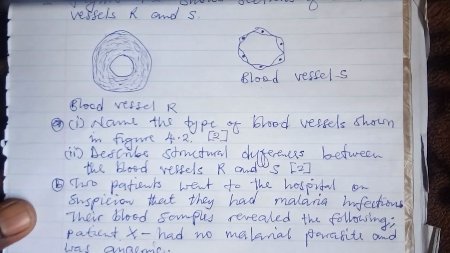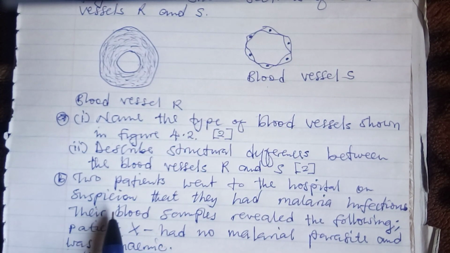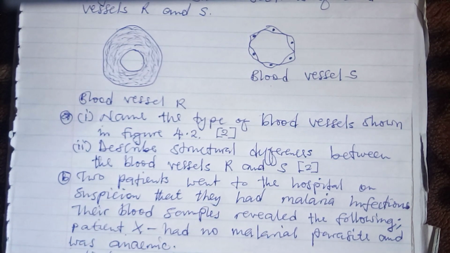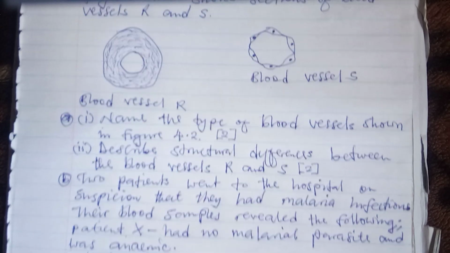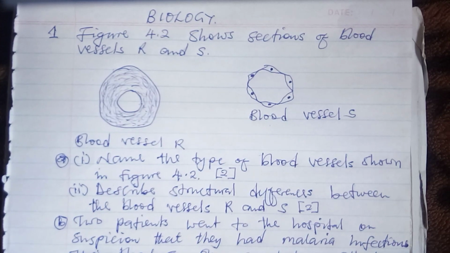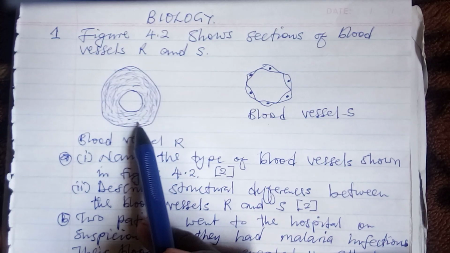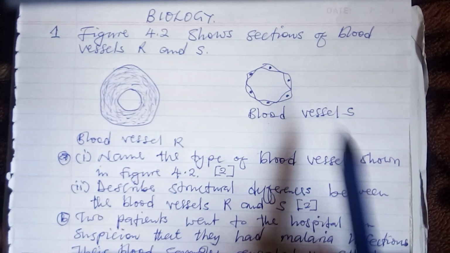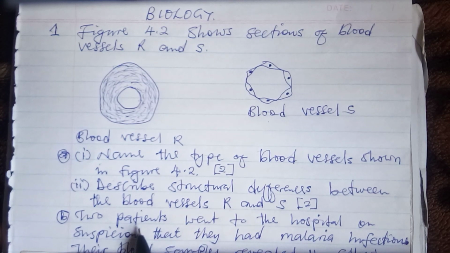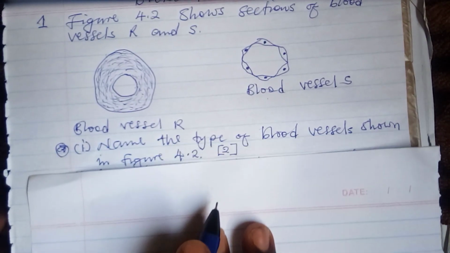And then we have also another one. Before we come to B, let's first of all do question 1 and 2. So having seen the figure, that is the blood vessels R and S, what are the names of these two blood vessels? So we are going to have a solution.